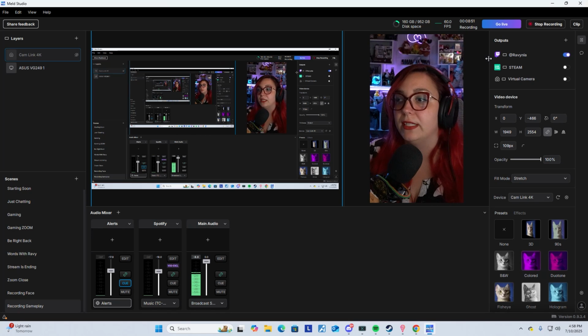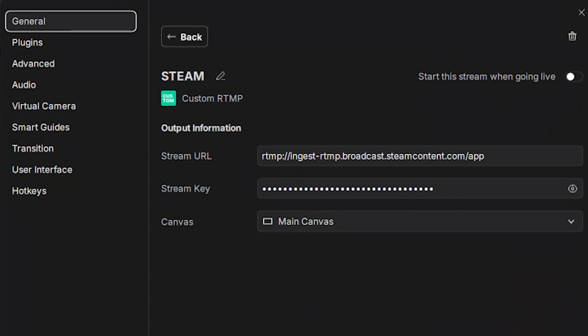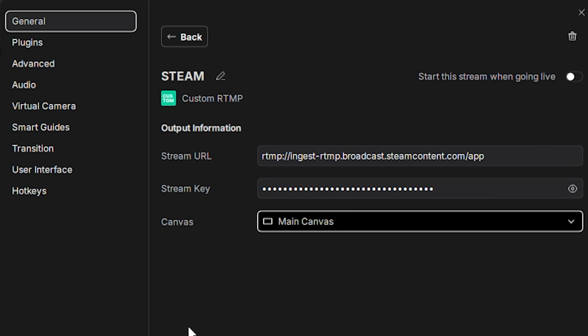just how easy it was for me to stream on both Steam and Twitch at the same time. You can see that I had Steam set up right here. This is a custom RTMP. You don't need to know anything about what that is beyond the fact that you can get it from Steam and from most streaming services as well. It's essentially like a stream key. You put your key in here, the stream URL for that particular platform, and then again, main canvas or your vertical, and make your decision.